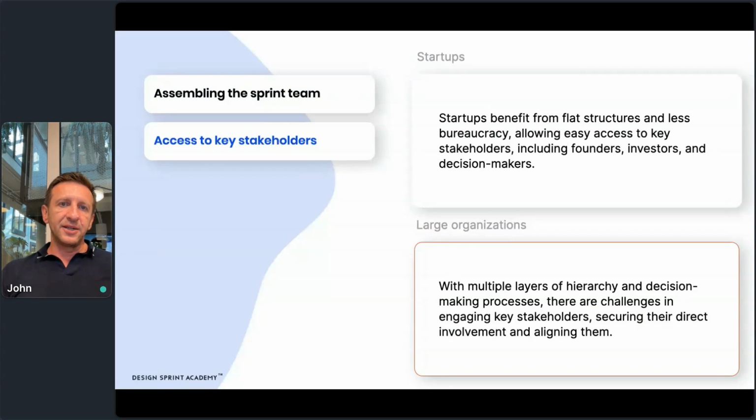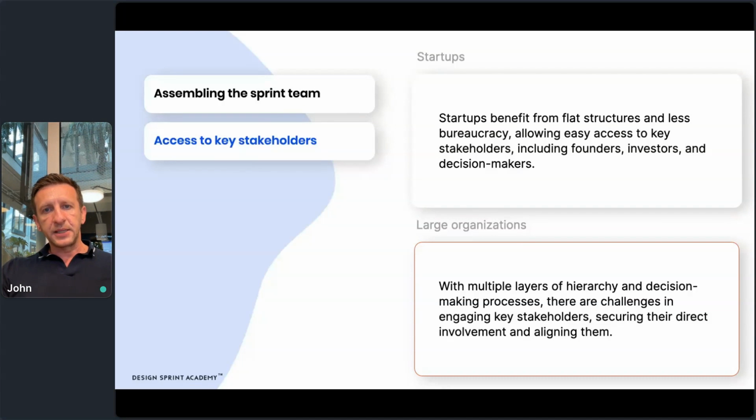In a large organization, it's different. You have lots and lots of stakeholders. Again, multiple layers of hierarchy here with the stakeholders. The decision-making process, it's a mystery sometimes, even for those working in the same organization. So again, it's quite difficult securing the buy-in to run a design sprint or get people in a design sprint.